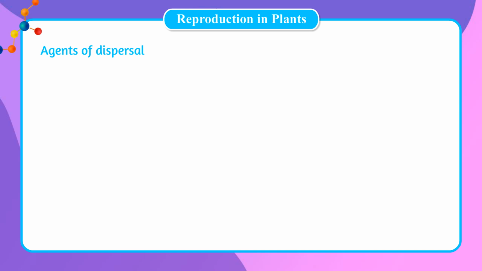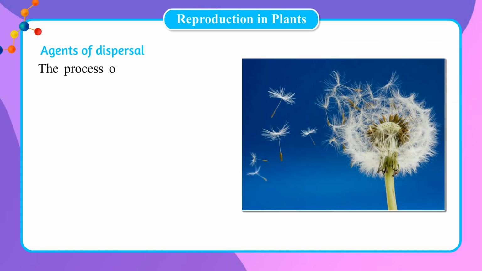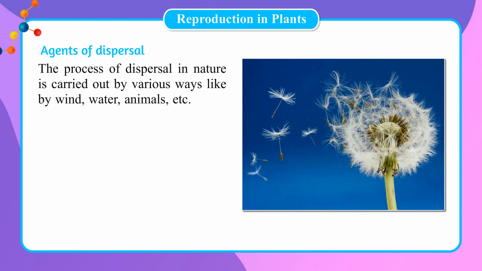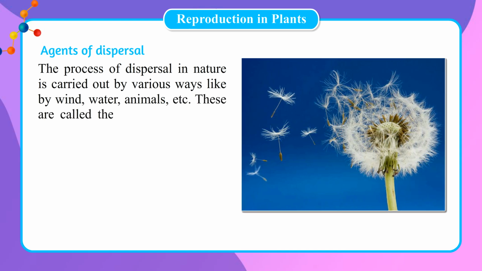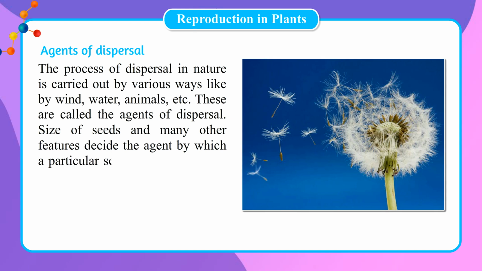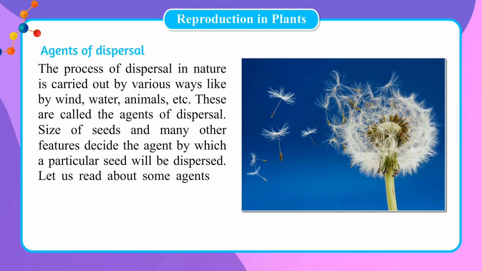Agents of dispersal. The process of dispersal in nature is carried out by various ways like by wind, water, animals, etc. These are called the agents of dispersal. Size of seeds and many other features decide the agent by which a particular seed will be dispersed. Let us read about some agents of dispersal.